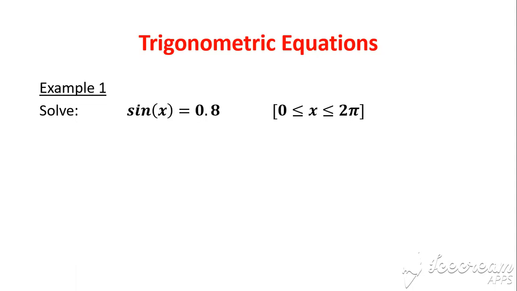And inside these brackets we can see that x has to be between 0 and 2 pi, which means we're trying to find solutions where x is between 0 and 2 pi radians. We'll come back to that soon and talk a bit more about that.